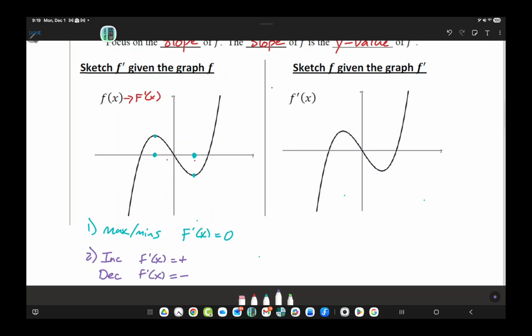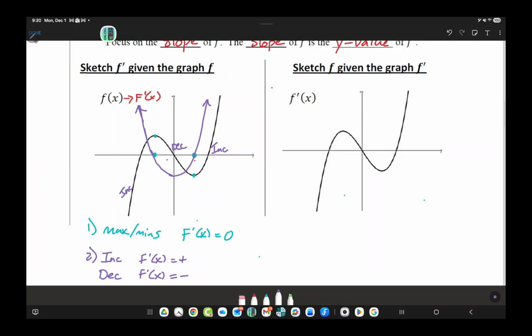So everywhere it's increasing, the derivative should be above the x-axis. Here we are increasing, so all the way up to that point I should be above the x-axis. Here we are decreasing, so we should be below the x-axis. Here we are increasing again, so above the x-axis. And there's the approximate graph of our derivative. It does not have to be perfect. Graphing a derivative based on a function really isn't that bad.